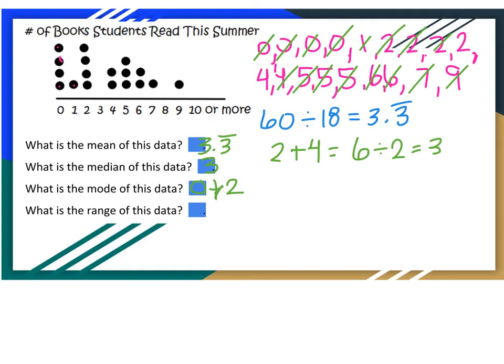Finally, remember range. For range, we are going to take the biggest number and subtract the smallest number. Remember, it's not how many dots though, it's what number the dot is representing. So kind of back to our pink numbers we wrote up above. So our biggest number was 9. 9 books was the most that someone read. The least number of books that were read were 0 books. So 9 minus 0 gives me 9. So our range is 9.